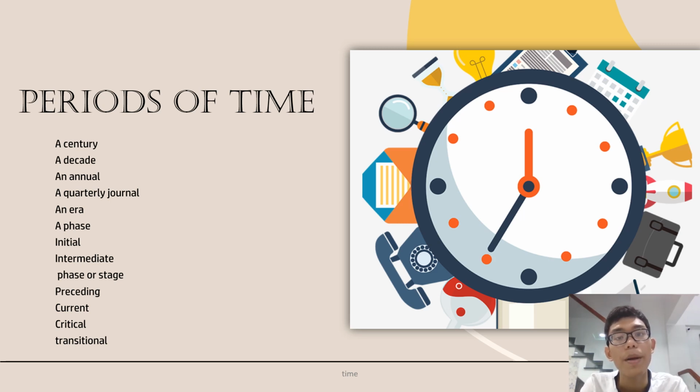Current means happening now. Critical is particularly important. The final word is transitional. Transitional, we talk about something in the process of change. So in this section, we explained all the words to talk about periods of time. In the next section, I will show you some adjectives relating to time.